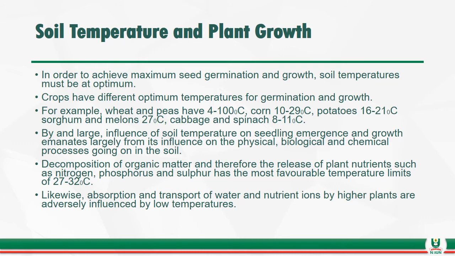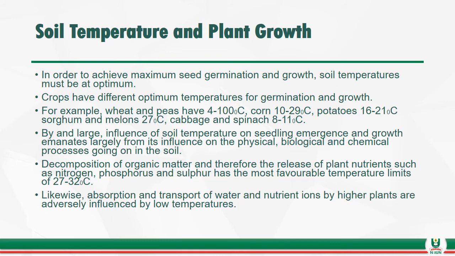Soil temperature and plant growth. In order to achieve maximum seed germination and growth, soil temperature must be optimum. Crops have different optimum temperatures for germination and growth. For example, wheat and peas have from 4 to 10 degrees Celsius. Corn has 10 to 28 degrees Celsius. Potato has 16 to 21 degrees Celsius. Sorghum and melon, 28 degrees Celsius. Cabbage and spinach have 8 to 11 degrees Celsius.